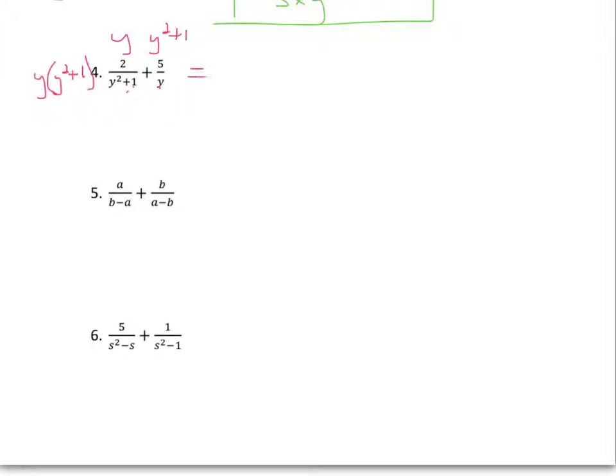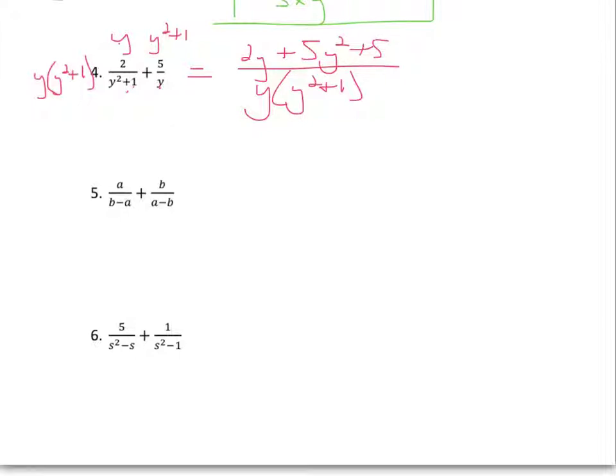Alright, so what we'll be left with is our y times y squared plus 1 on the bottom. And on top, we're going to have 2 times y, which is 2y, plus 5y squared plus 5, because we have to distribute the 5 to the y squared plus 1. Okay? We have to factor if we can.